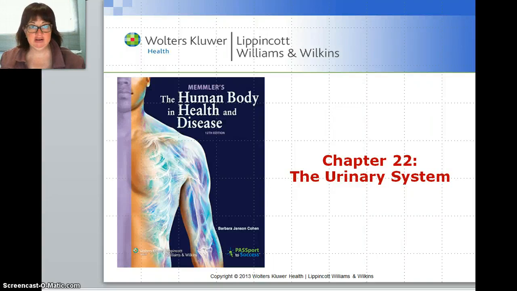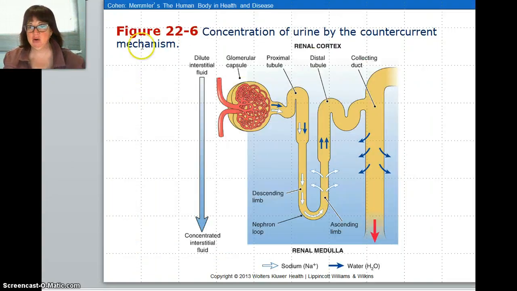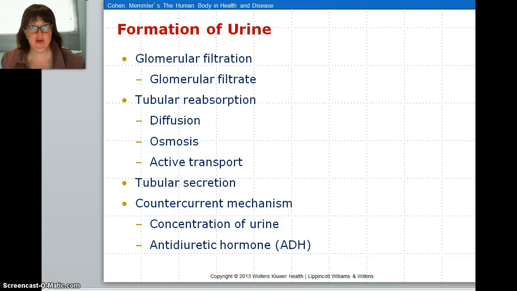Welcome to the urinary system part 2. We are now going to look at how urine is actually formed. In the formation of urine, there are three processes we're going to look at. The first one is filtration, and then you have reabsorption, and then you have secretion.